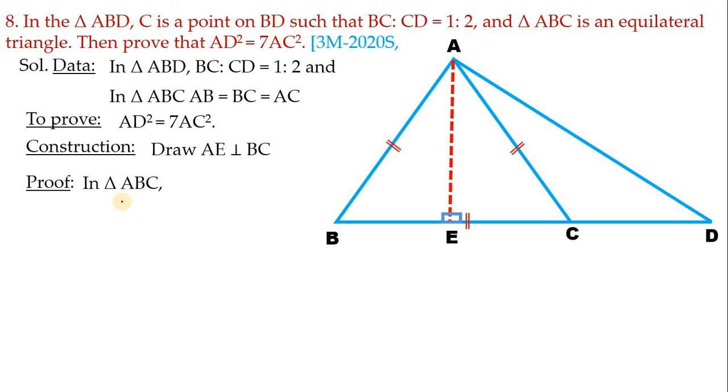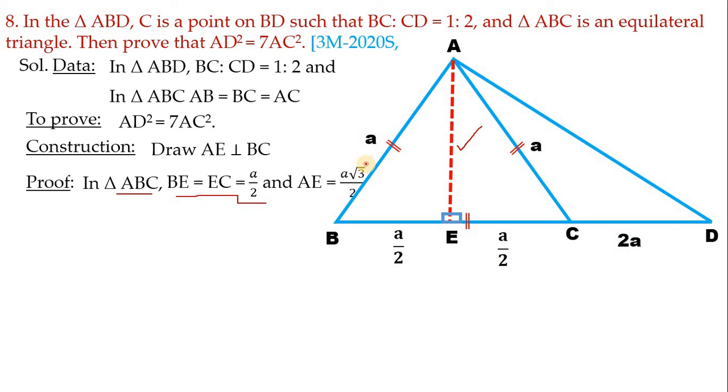Now come to the proof. In triangle ABC, see, now I have written everything here, you can easily understand. BE equals EC equals A by 2. This you have understood. But you have a formula to find the height of an equilateral triangle, that is A root 3 by 2. This is a very important formula and it helps us to solve this problem. So the height of an equilateral triangle formula is A root 3 by 2.